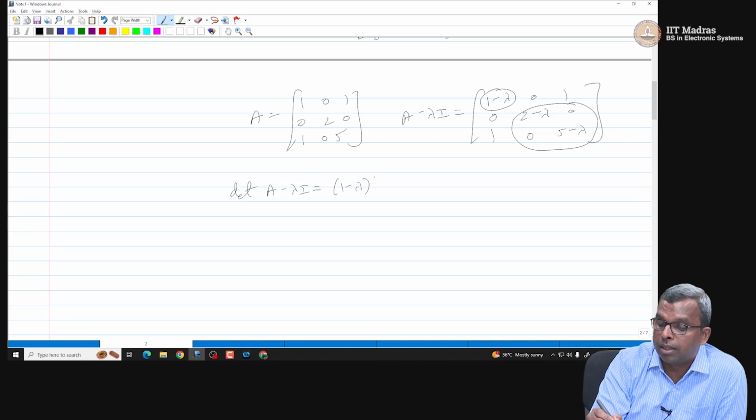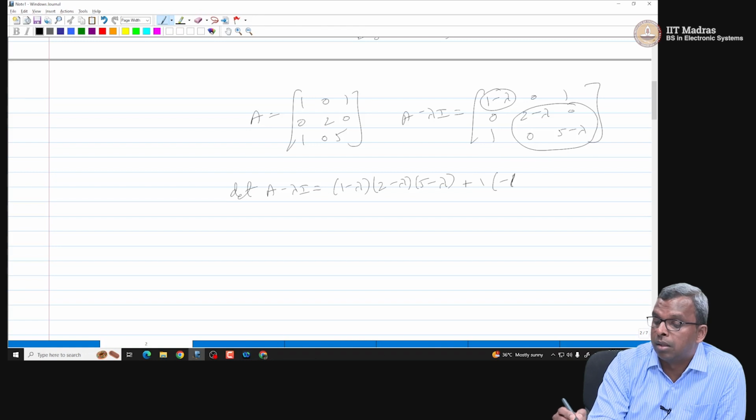What is the determinant of this? It's 2 minus lambda times 5 minus lambda. I know it's minus 0 times something, I don't have to bother, right? Minus 0 times something will go away, and then I have plus 1 times the determinant of this one. The determinant of this is 0 minus 2 minus lambda, so you get minus 2 minus lambda.